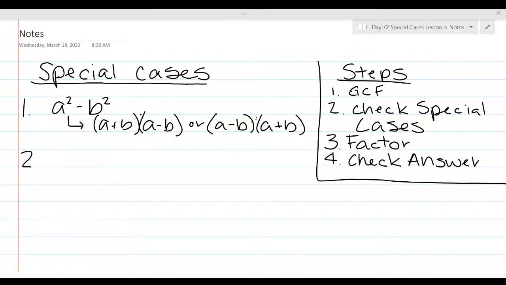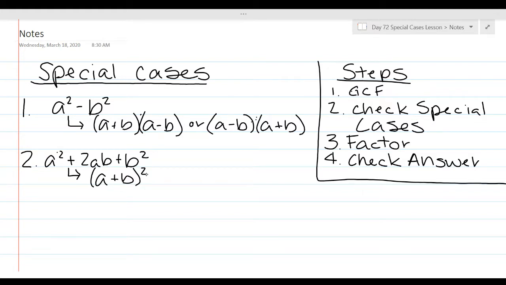Our second special case is going to be a squared plus 2ab plus b squared. So that's what it's going to look like. You'll see a little bit more when we get into our examples, and it'll be a little bit easier to understand. I'm just going to give you these rules first. So when you factor this one, it's going to look like a plus b squared.